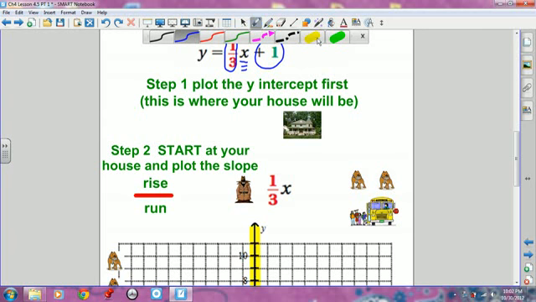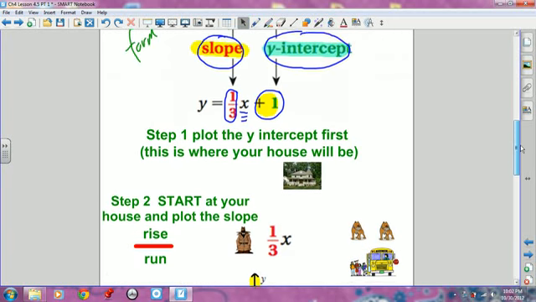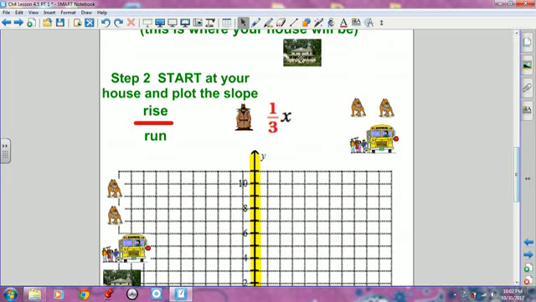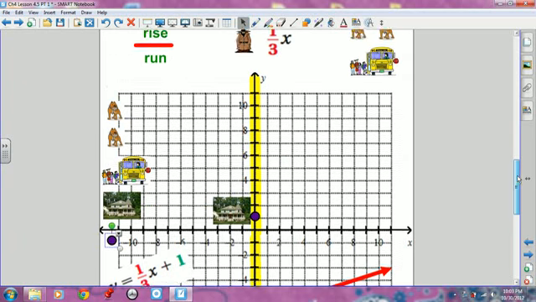So right here, that's my y-intercept. It's behind the x. It is positive 1. So you are going to go to your graph and put a dot at positive 1. Now, I like to tell silly stories. So you can pretend that your house is right here at positive 1.